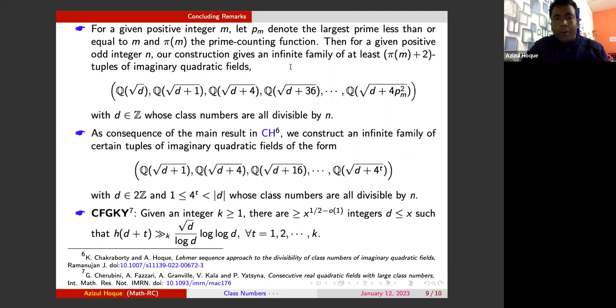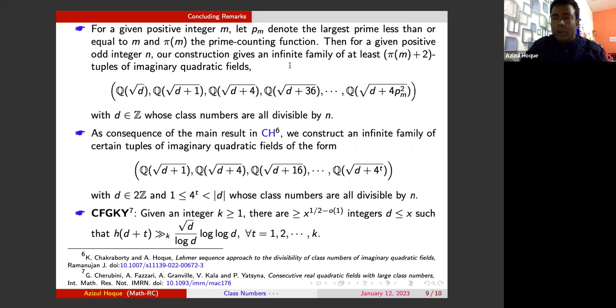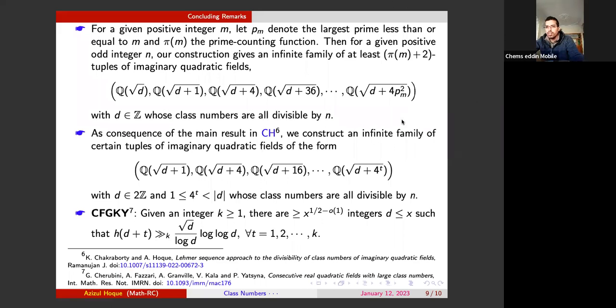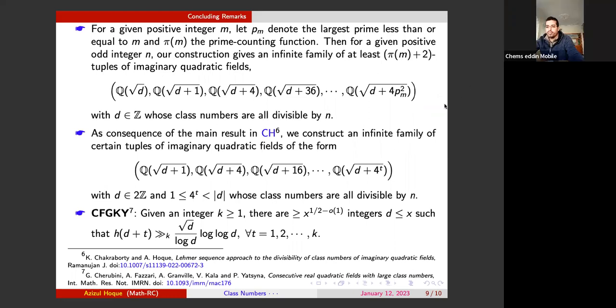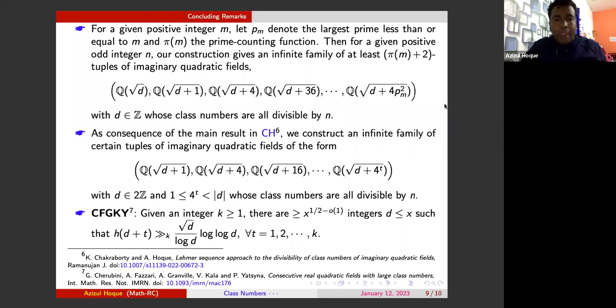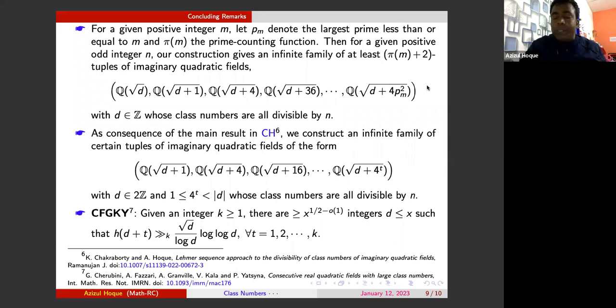See, our result is about any odd integer, right? So this prime power is already there. Our result is about this n divisibility, where n is an odd integer. This is not prime. So it is about this odd integer, so this prime power divisibility is already there.